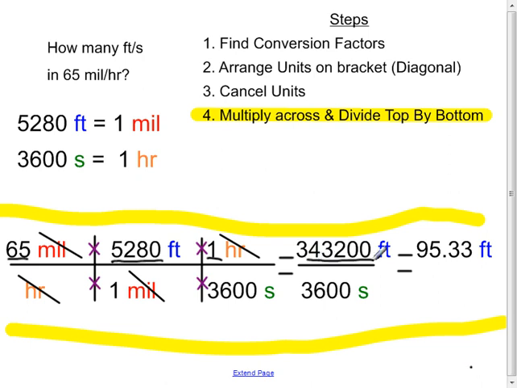All right? Then I go 1 mile times 3,600 times 30. That gives me 3,600. And then I would divide the top by the bottom. I divide the 343,200 feet by 3,600 seconds, and I get 95.33 feet.